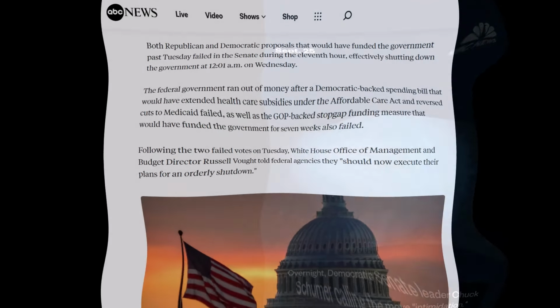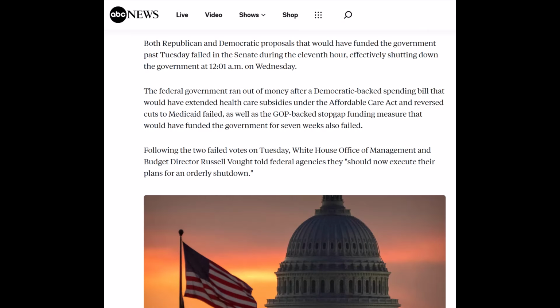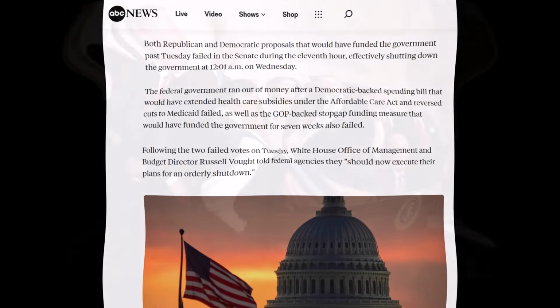On the night of September 30th, ABC News reported that the federal government ran out of money after a Democratic-backed spending bill that would have extended health care subsidies under the Affordable Care Act and reversed cuts to Medicaid failed, as well as the GOP-backed stopgap funding measure that would have funded the government for 7 weeks also failed.